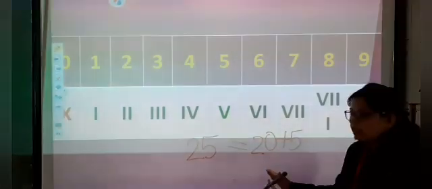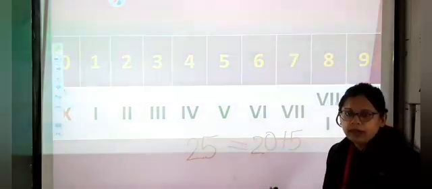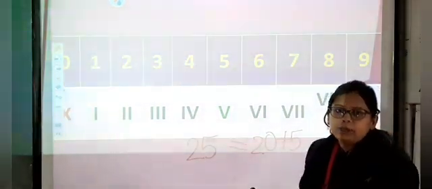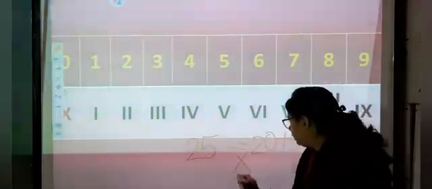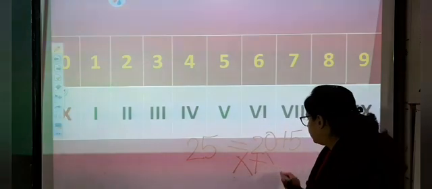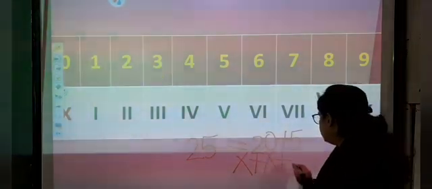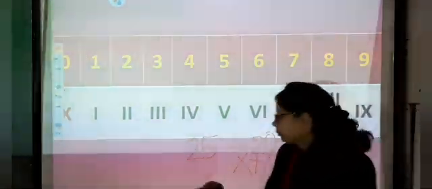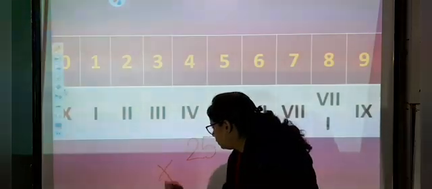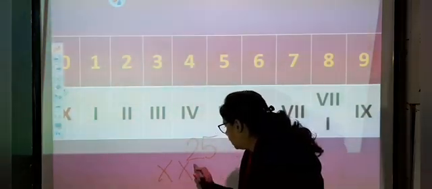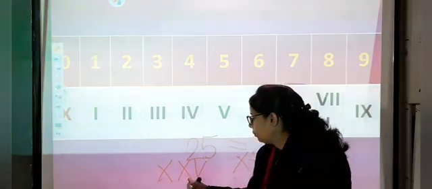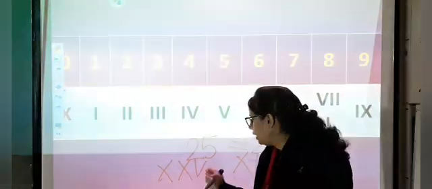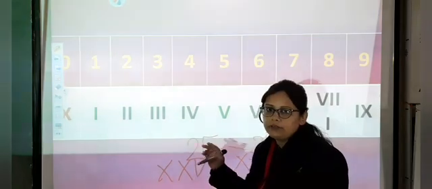So for 20 we can write double X. Why? Because 20 is 10 plus 10. So we can write X, X plus V. That is X, X and V. This is 25. X means 10, X X is 20, and 5 for V, 25.